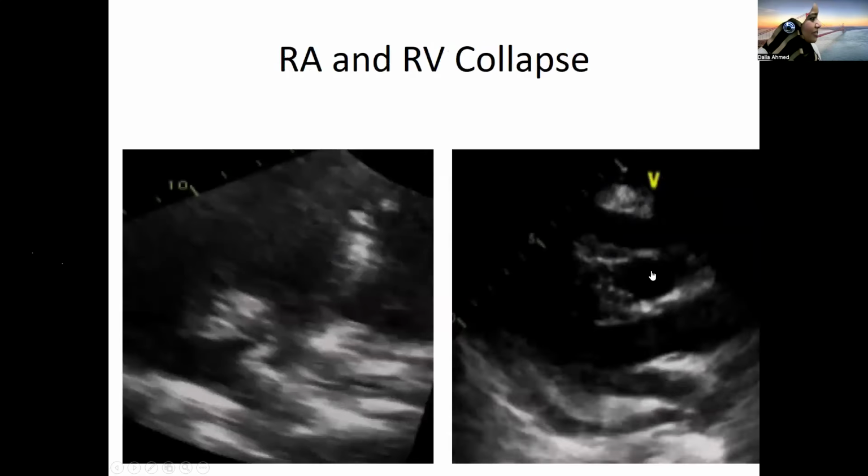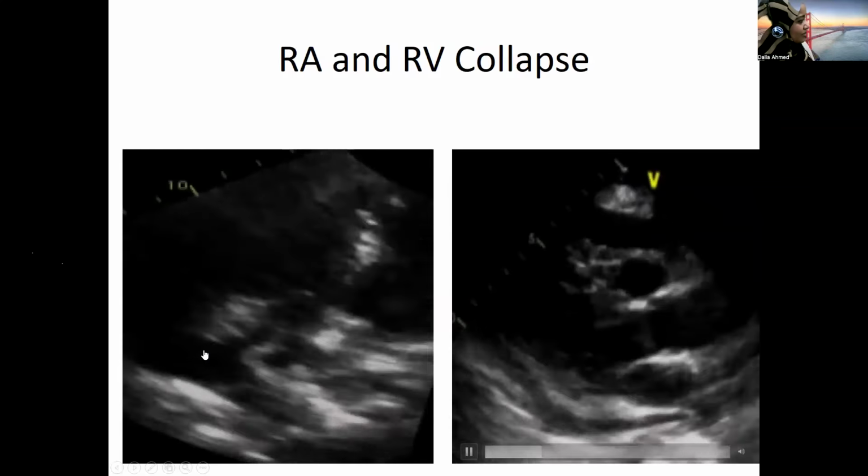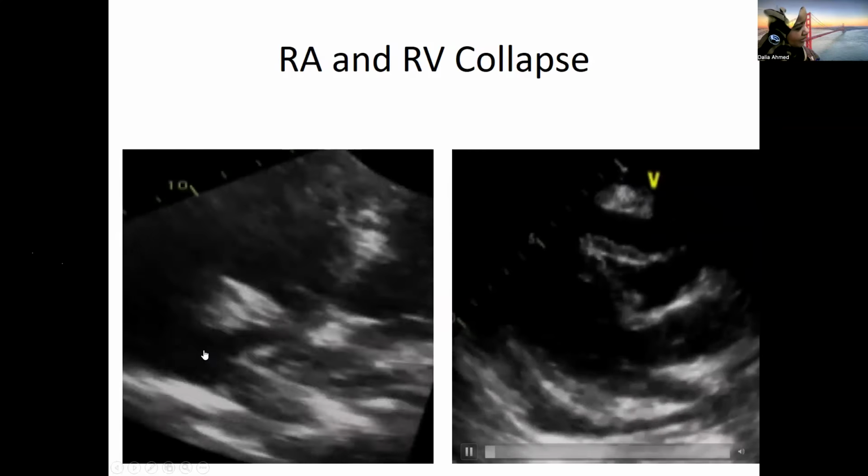This is the collapse, right ventricular collapse clearly, you can see it here, and here right atrial collapse, as the picture is clear. This is a modified apical four chamber.